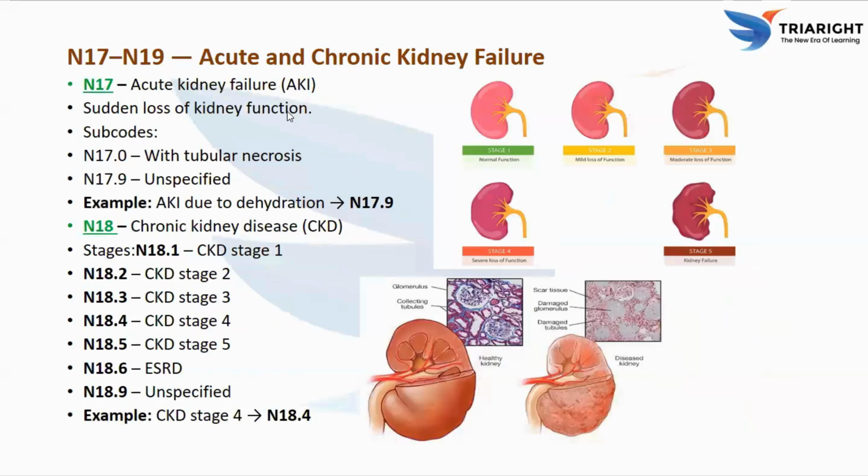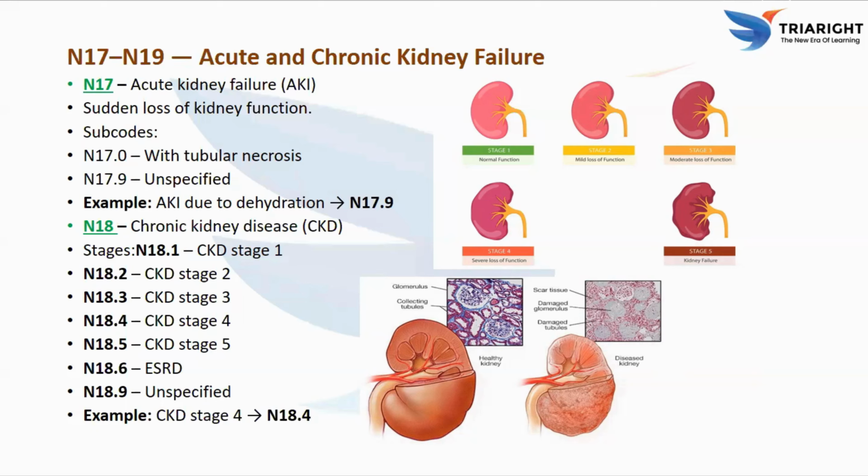So next is N17 to N19 which includes acute and chronic kidney failure. These codes belong to the ICD-10 system which is used to classify diseases. They describe the conditions where the kidneys fail to filter blood properly. So what is N17? Acute kidney failure. Think of acute kidney failure as a sudden drop in kidney function, like a power cut happening quickly. So what are the key features? It happens suddenly, in hours to days. It is often reversible if treated early, and it is caused by dehydration, infections, drugs, shock, obstruction, etc.